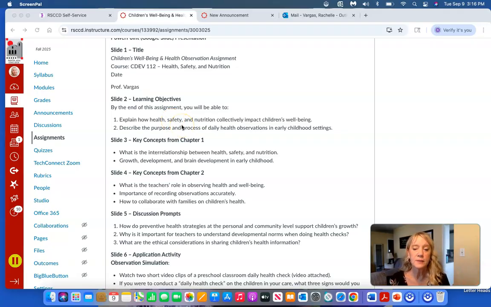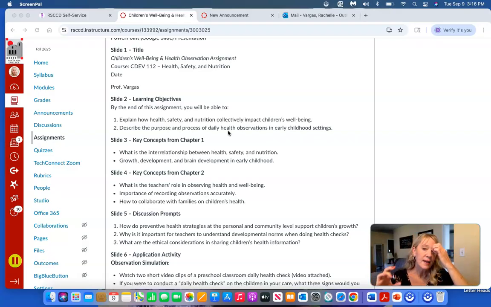Explain how health, safety, and nutrition collectively impact children's well-being. That will be just a couple sentences, that's it. Also describe the purpose and process of the daily health observation. Remember we talked about daily health observation in our discussion. Why is that? What's the purpose? Just a sentence or two about that. That will be on slide 2.